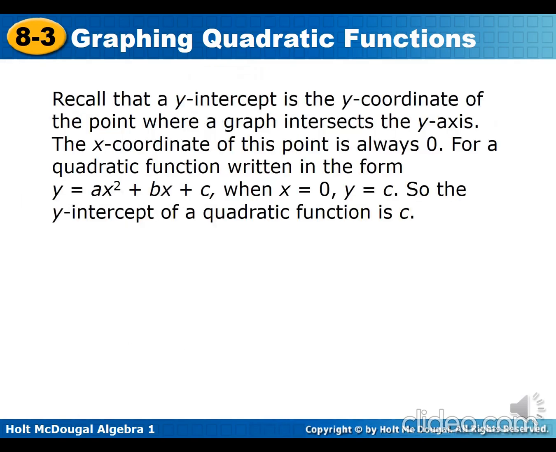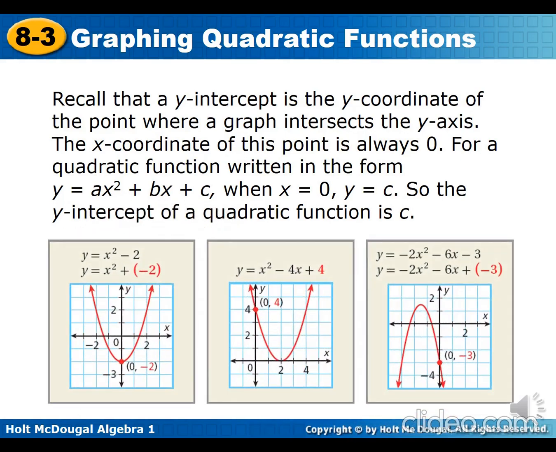A y-intercept is the y-coordinate of the point where a graph intersects the y-axis. Keep this in mind, and the x-coordinate should always be 0. I'm going to be super fast, as I said before. You have this presentation in the resources. You can go ahead and check on it. So as you can see here, we have 3 graphs. The intercept here is -2, the intercept here is 4, and the intercept here is -3. I want you to notice something. What does that represent in the equation? It will be c, as you can see.